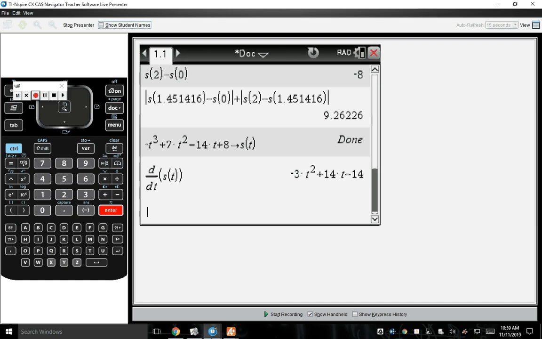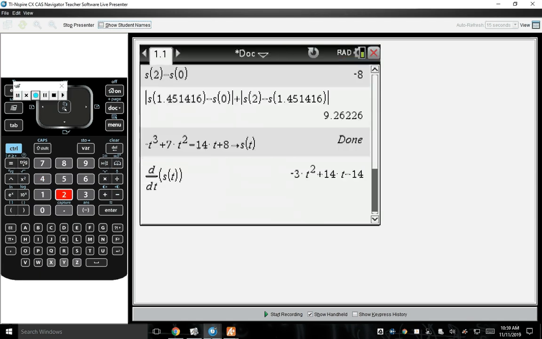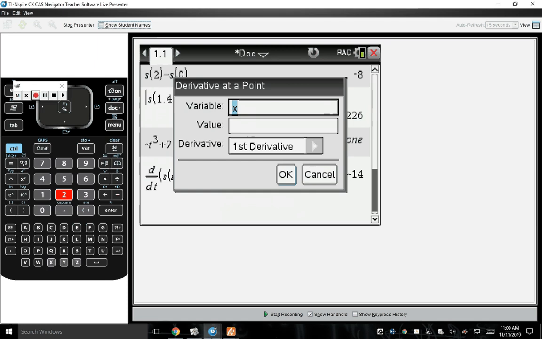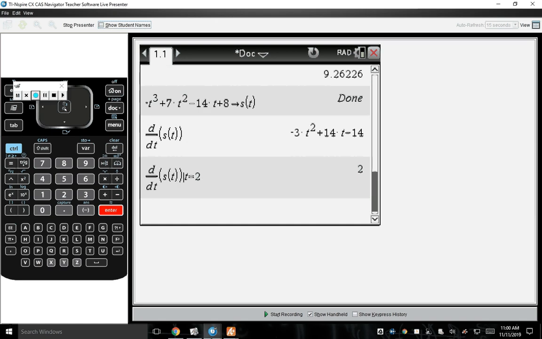This is s prime. The second one says at 2 seconds. If I want to know at 2 seconds, I can press menu, 4 for calculus, 2 for derivative at a point. You're saying at a specific point in time. What do you think I put here? t. What do you think I put for the value? 2. And is it the first or second derivative? It's the first because we're looking at the velocity. Notice the notation: you're saying not only take the derivative of the stored function s of t, but plug in 2 at the same time. So the answer becomes 2 meters per second.